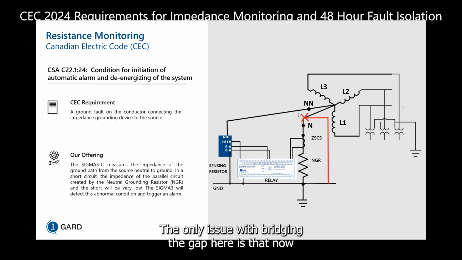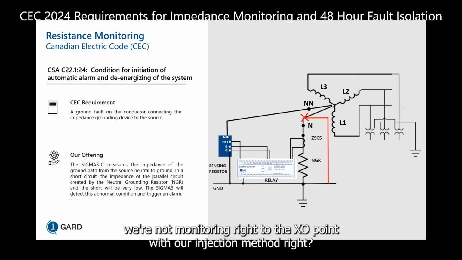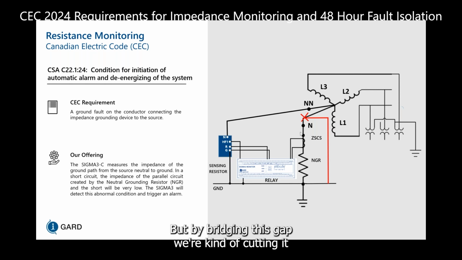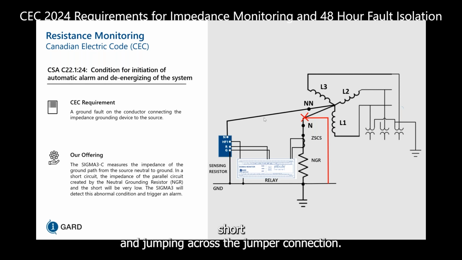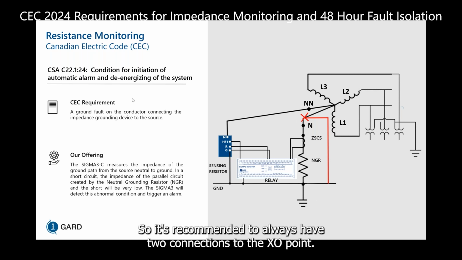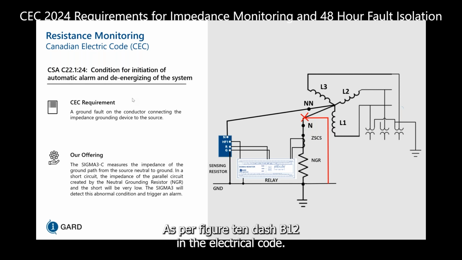The only issue with bridging the gap here is that now we're not monitoring right to the XO point with our injection method, right? By bridging this gap, we're kind of cutting it short and jumping across the jumper connection. So it's recommended to always have two connections to the XO point as per figure 10-B12 in the electrical code.